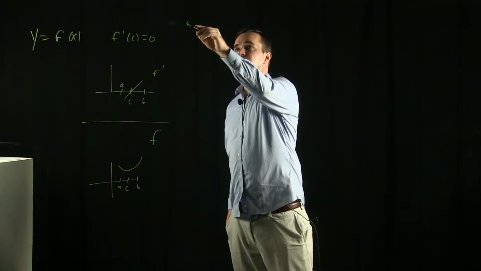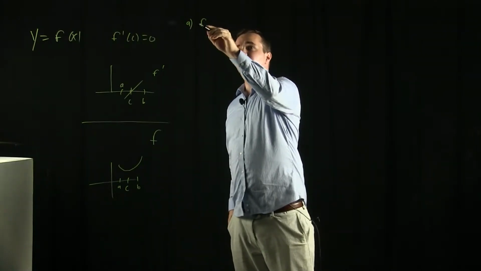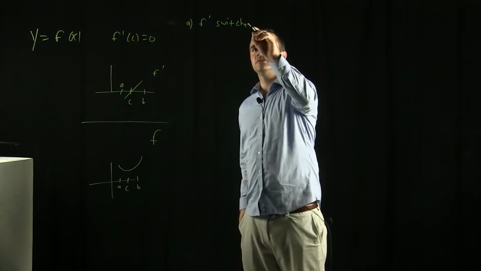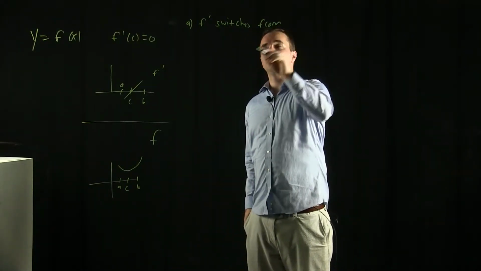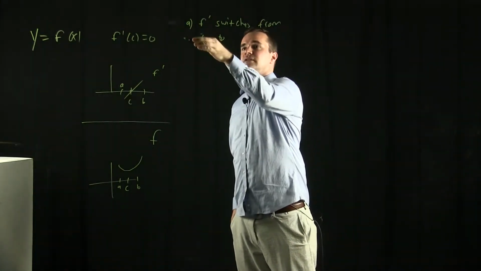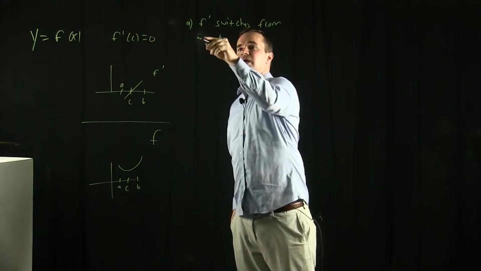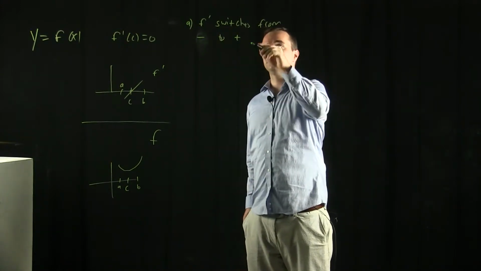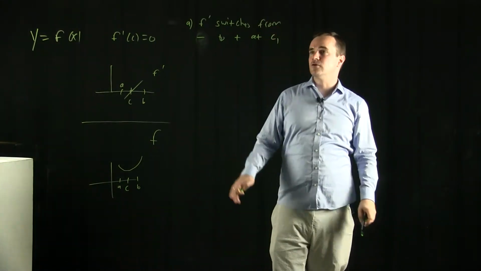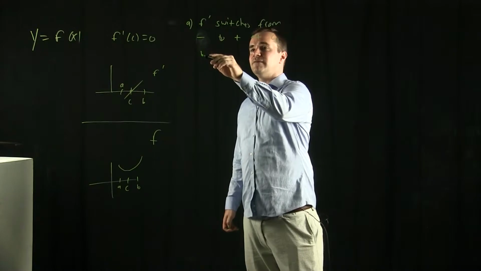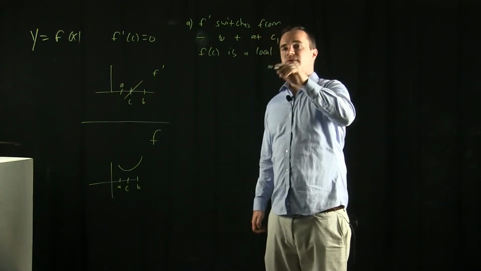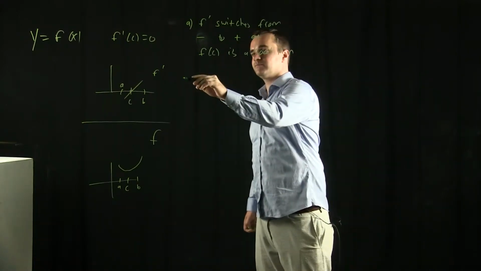So we conclude that if the derivative switches from negative to positive at C, then you must be a local min. Then f of C has to be a local minimum.